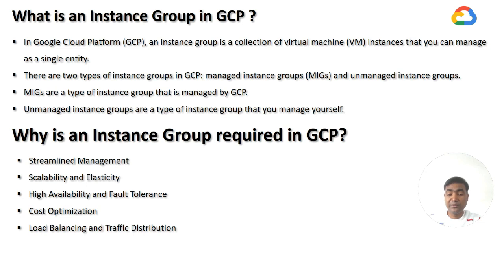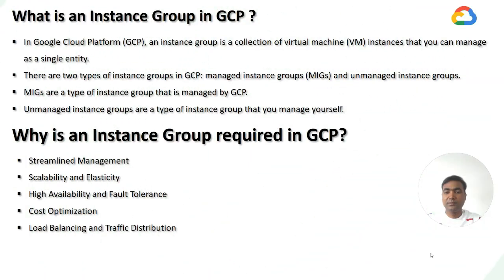There are a number of benefits to using instance groups in Google Cloud Platform, including ease of management. Instance groups make it easy to manage a large number of VMs. Scalability. Instance groups can automatically scale up or down the number of VMs in the group based on demand. High availability. Instance groups can help improve the availability of your application by automatically detecting and replacing unhealthy VMs. Reduce cost. Instance groups can help reduce cost by automatically scaling down the number of VMs in the group when demand is low.